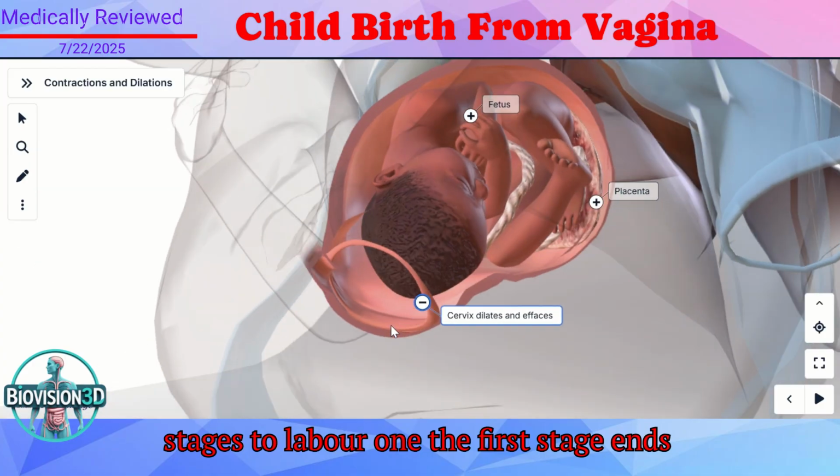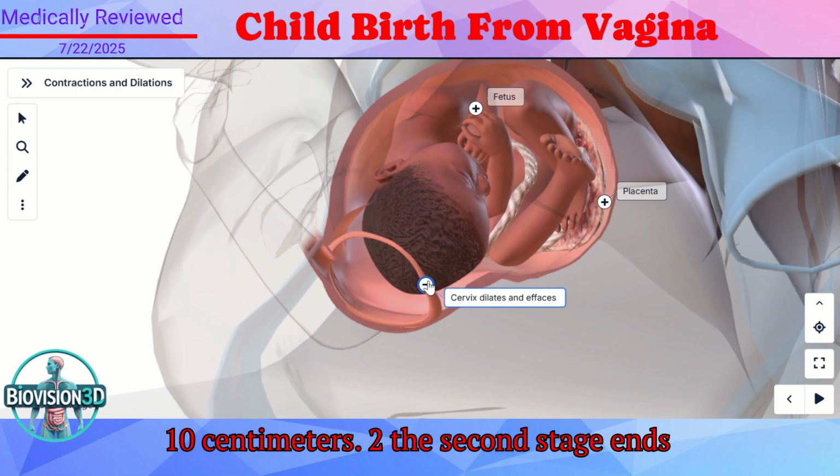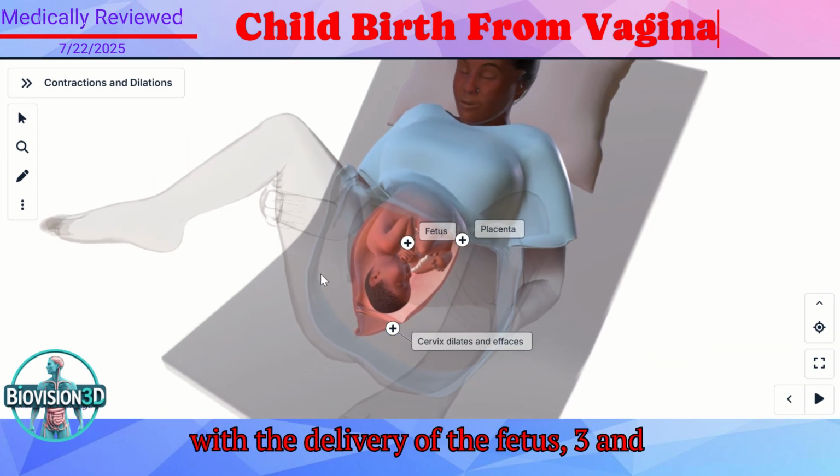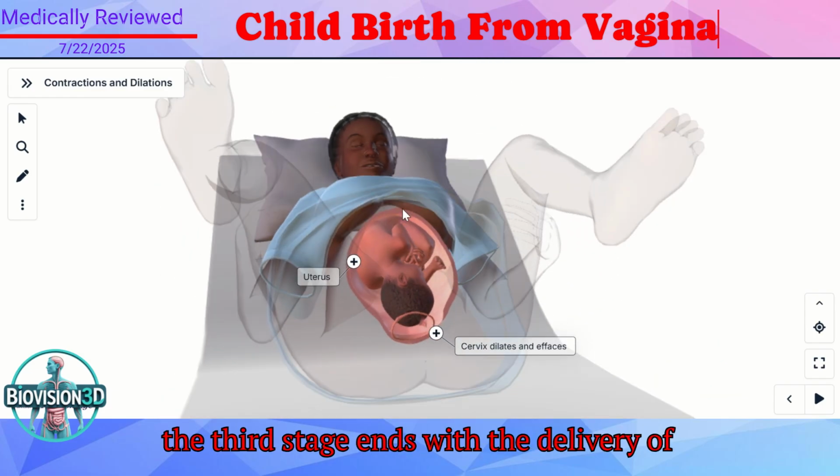1. The first stage ends when the cervix is completely dilated at 10 centimeters. 2. The second stage ends with the delivery of the fetus. 3. And the third stage ends with the delivery of the placenta.